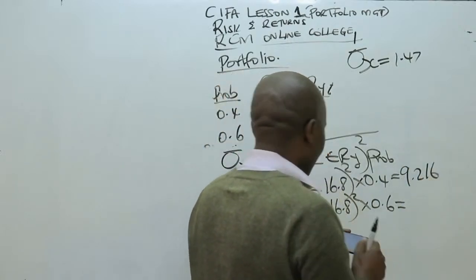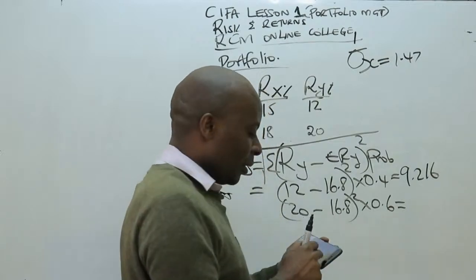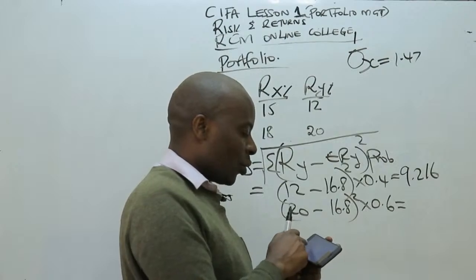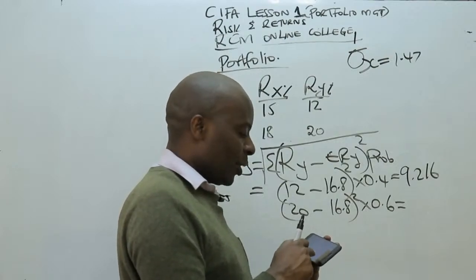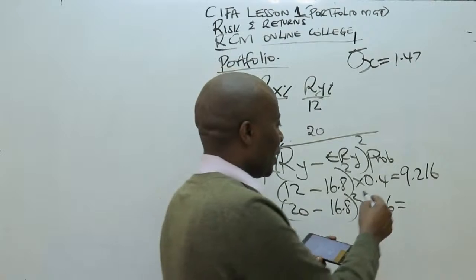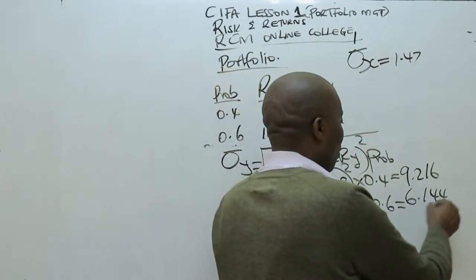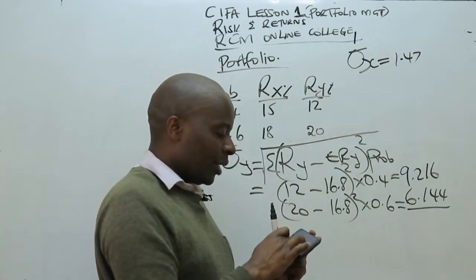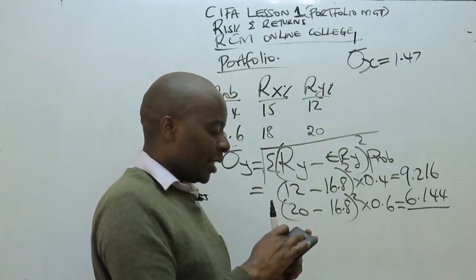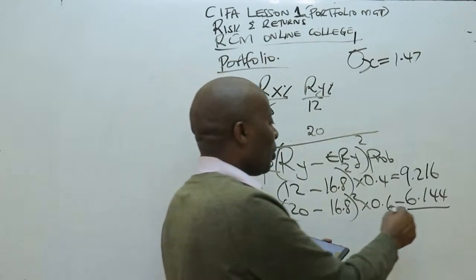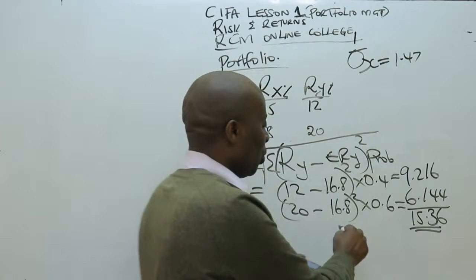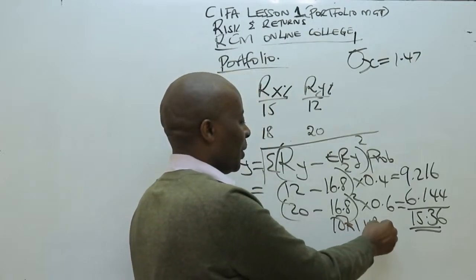And then, ladies and gentlemen, I have the next one, which is 20 minus 16.8, squared, times 0.6. At the end of the day, we'll get 6.144. So please add everything: 6.144 plus 9.216 equals 15.36, ladies and gentlemen. That is our total variance.